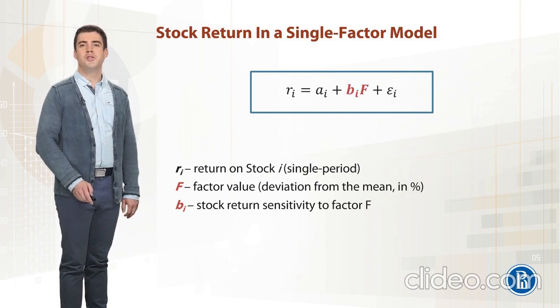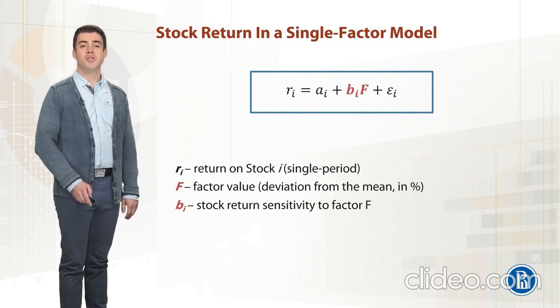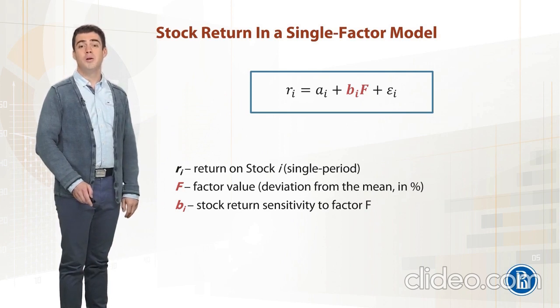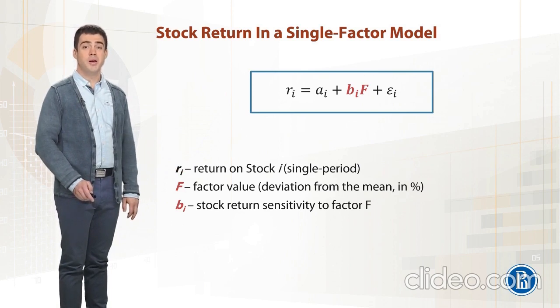This factor is supposed to affect all stock returns in the market, but with different sensitivities. Stocks that have small values for this parameter will react only slightly as F changes. However, when the sensitivity is large, variations in F cause very large movements in the return on stock i. Sensitivities, expressed as B in this equation, can be either positive or negative. It's very important that F is not the value of the factor itself, but its deviation from the mean.